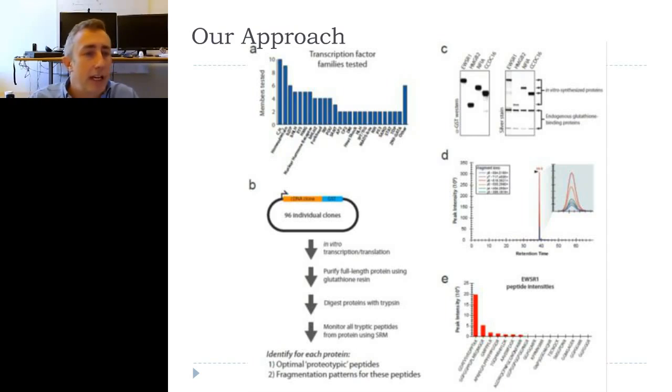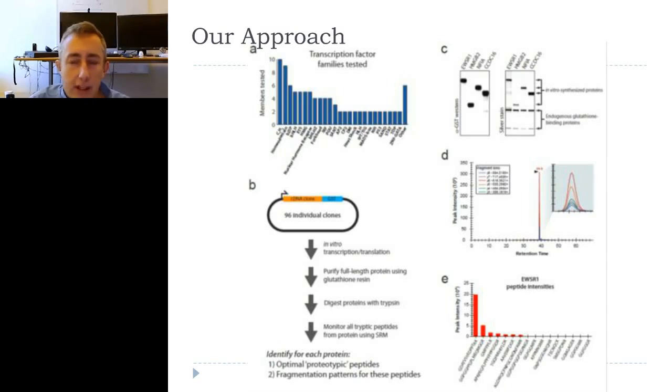proteins recombinantly using an in vitro transcription translation system that we worked on with Pierce, which was based on the HeLa cell extract. All of these cDNA clones are fused with GST, so we started off with 96, but we eventually did this for 730. We did in vitro transcription translation. We enriched for the proteins by glutathione resin. We digested with trypsin, and we monitored all the peptides using selective reaction monitoring. We confirmed things by silver stain gels and also by Western blot.